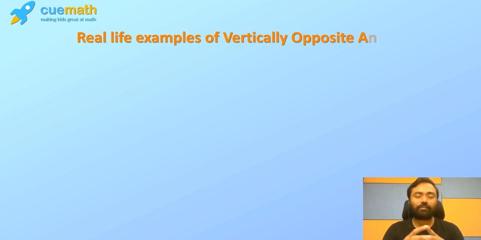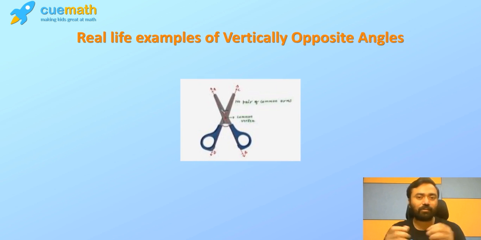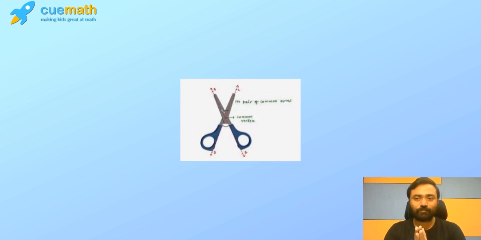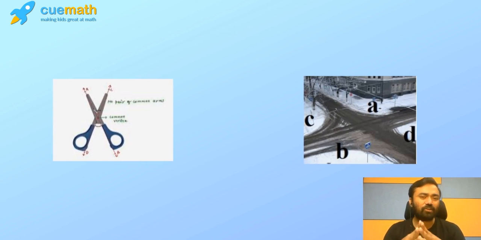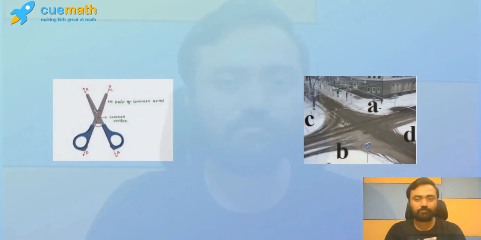Let's look at some real life examples of vertically opposite angles. Now, if you take a pair of scissors and you open the scissor up, then we see that there are four angles formed and you will get a pair of vertically opposite angles along the scissor. If you also take the intersection of a road such that from a point you see that four roads are going out, you again get angles between any two adjacent roads, and these are vertically opposite angles and they are equal to each other.